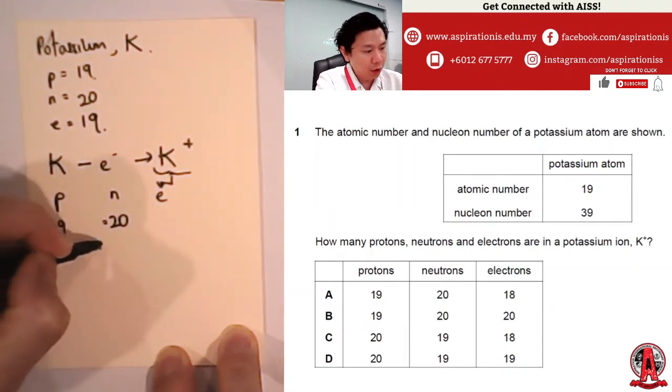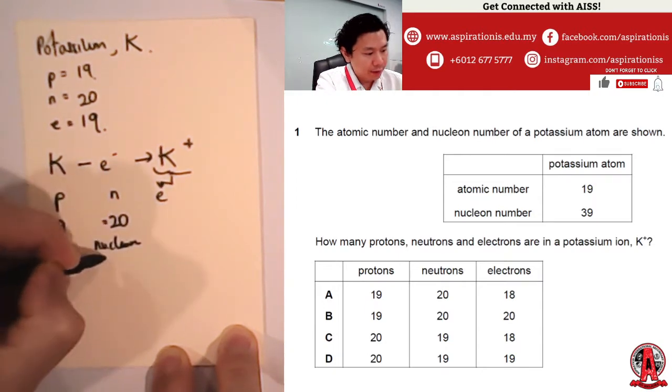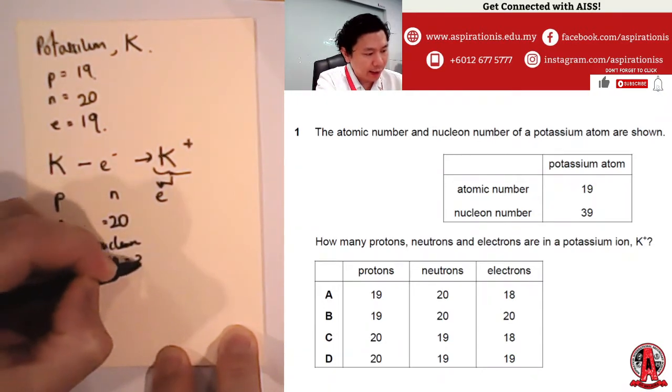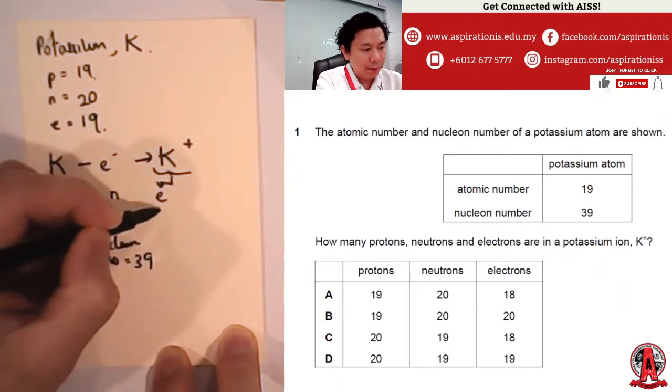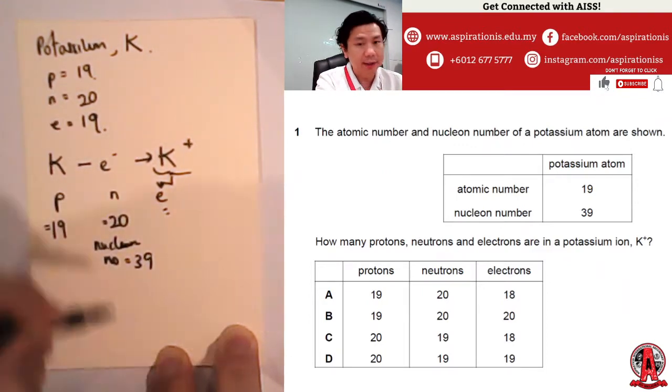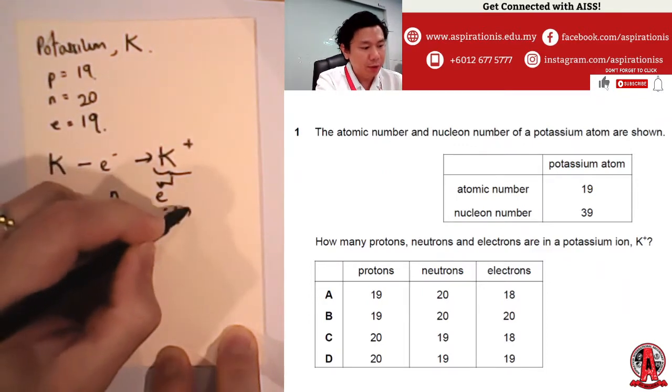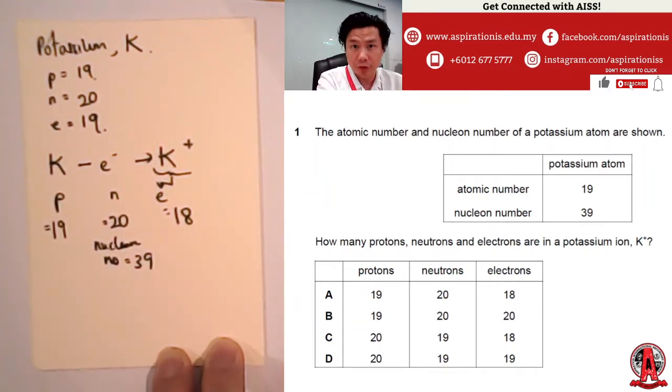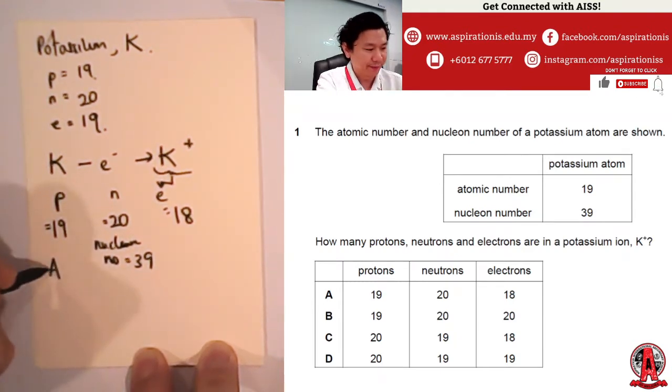So the nucleon number remains at 39. There's no change. But for electrons, you had 19 and you donated one, so now you have 18 electrons. So the correct answer to this question is A.